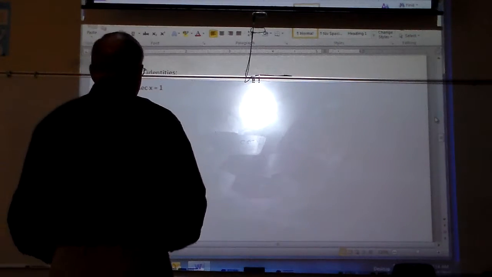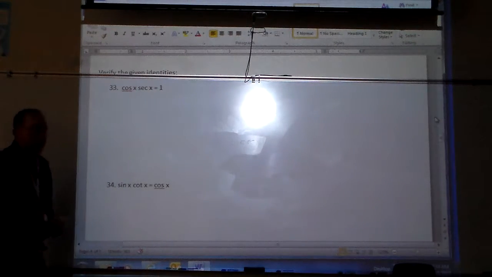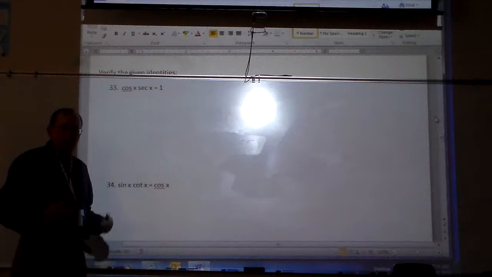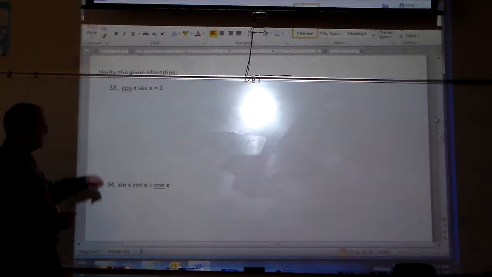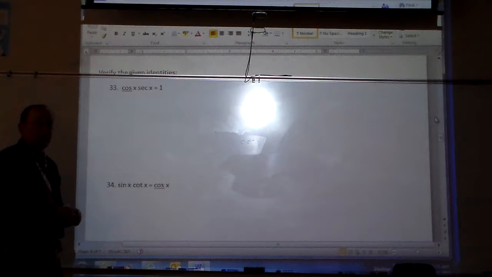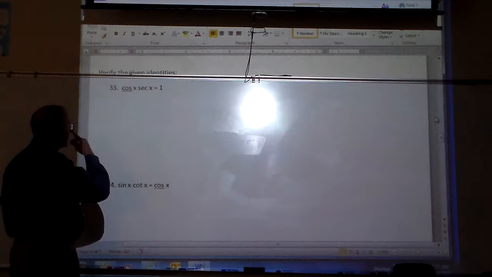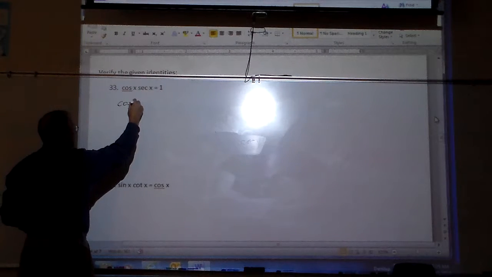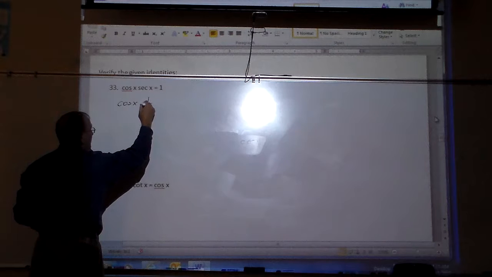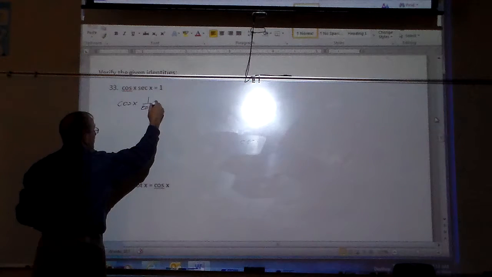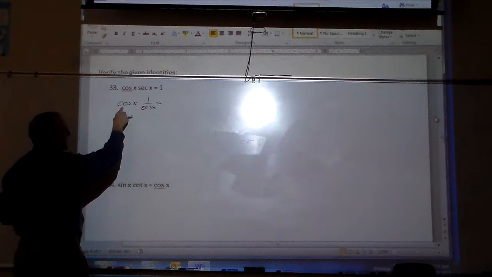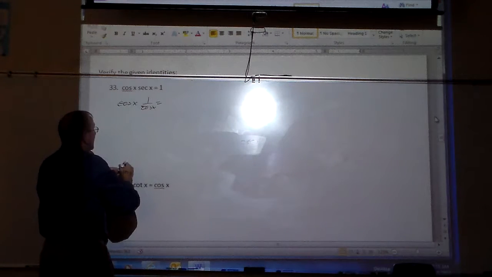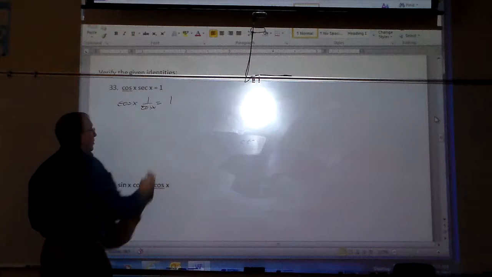Okay, now we're actually going to have some true identities to work on for the test. And once again, I would tend to think of things like the reciprocals, quotient, or Pythagoreans. Seeing how I don't see any squares, I'm not going to think about Pythagoreans. And I can see this as a reciprocal very easily because look, if I leave cosine x alone, and I change secant to 1 over cosine x because that's what it's equal to, what's going to happen to these cosines? The cosines are going to cancel out, giving me an answer of just 1.